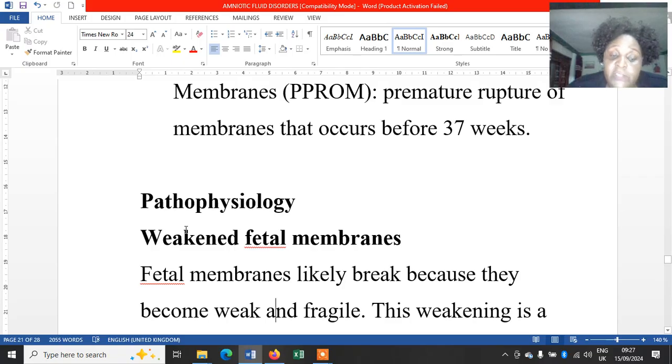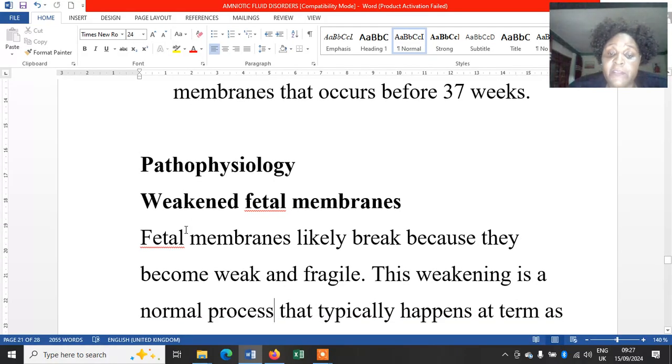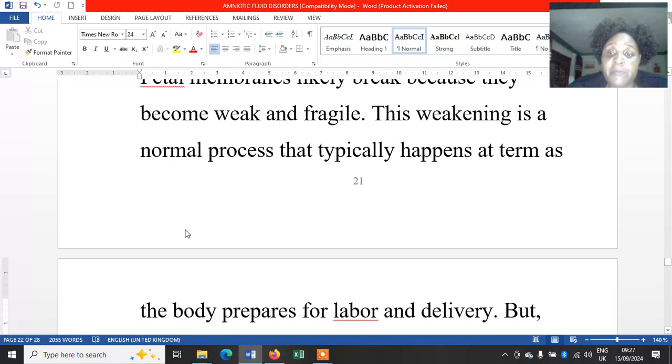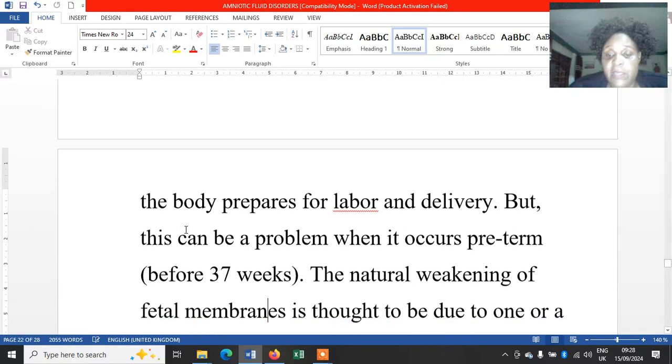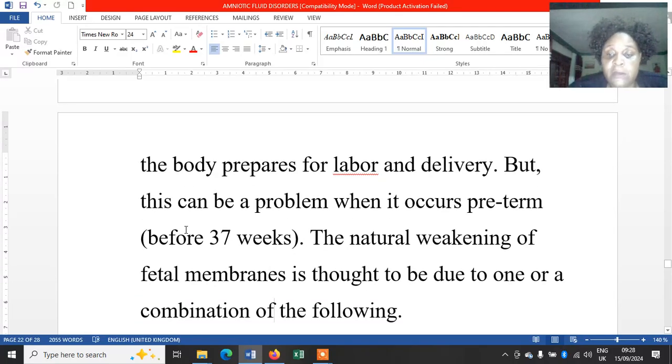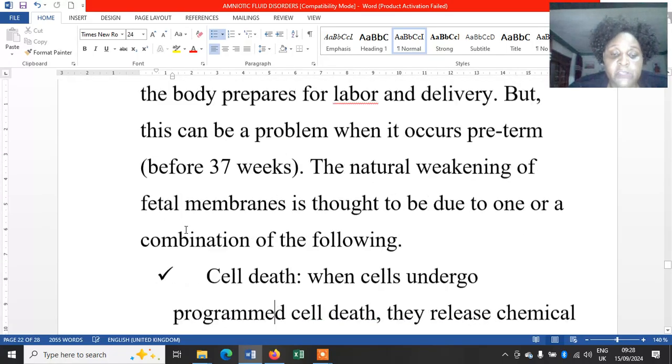One is weakened fetal membranes. So we are saying fetal membranes are likely to break because they may become weak and fragile. This weakening is a normal process that typically happens at term as the body prepares for labor and delivery. But this can be a problem when it occurs preterm, that is before 37 weeks of gestation. The natural weakening of fetal membranes is thought to be due to one or a combination of the following.